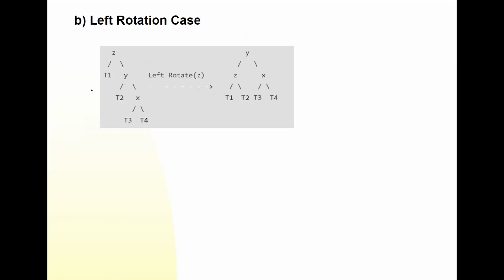Second is left rotation. Left rotation will occur when the pivot node has a right child which is heavy, right heavy. If you see the height of this, it is right heavy. This is the y component, and further for y, the child x, this subtree is of larger height. So the concept is z, y, and x. We have to perform left rotation about z. So this will become the final structure after rotation about the z node.